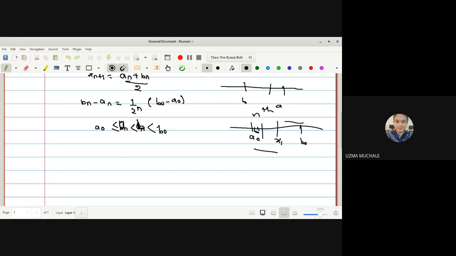Suppose this is the last interval which we have found. This is an, bn, so bn is less than or equal to b naught. In this way we have found the values of those terms in such a way that this an and bn lie in between a naught and b naught. Have you understood this step?